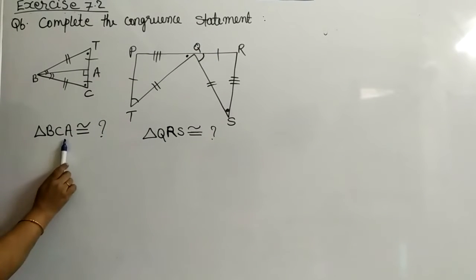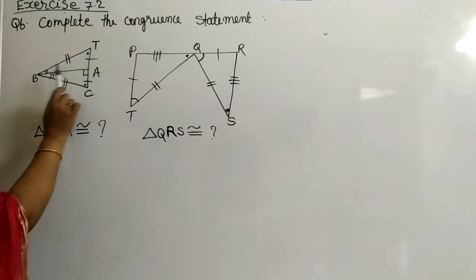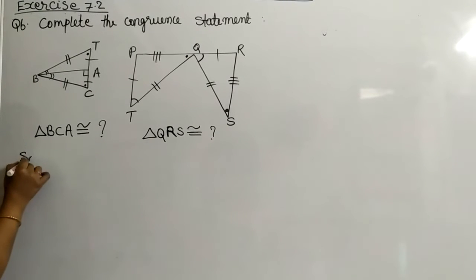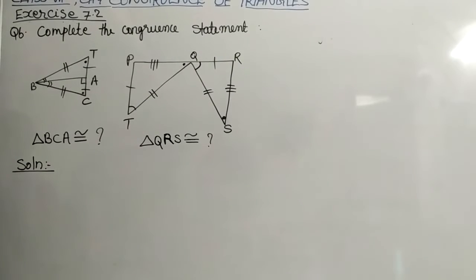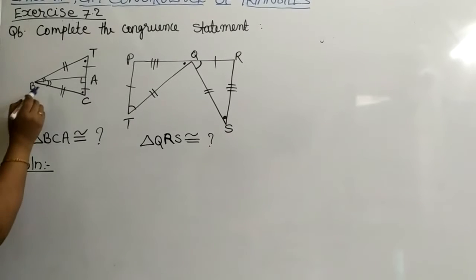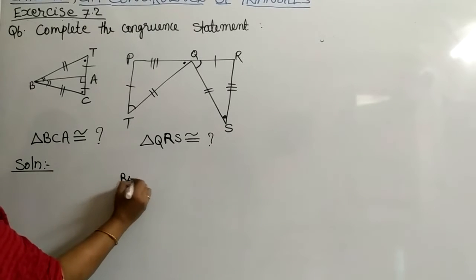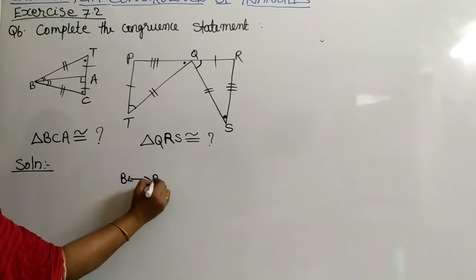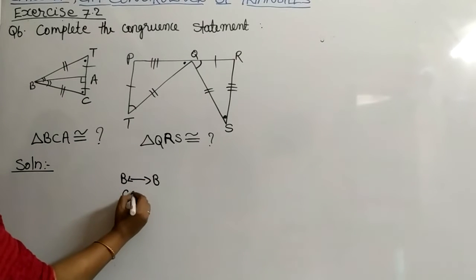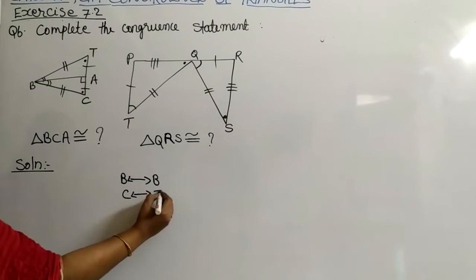Here given, triangle BCA is congruent to which triangle? Triangle BCA and triangle BTA is given. We can write the correct congruence over here. For that, first we establish the correspondence between the vertices. See here in triangle BCA, vertex B corresponds to vertex B. Next is C. It is marked by a dot. So vertex C corresponds to the dot, which is represented by T, vertex T.